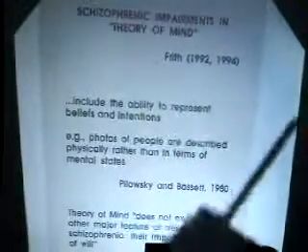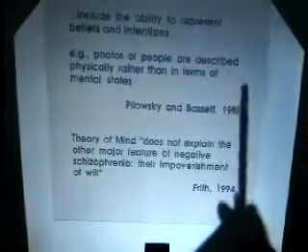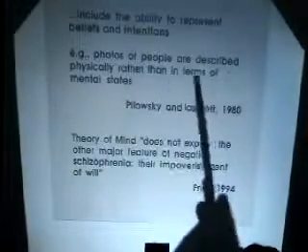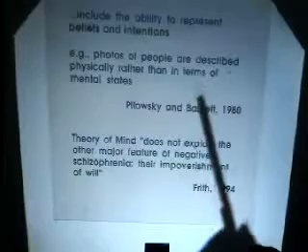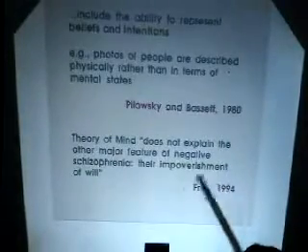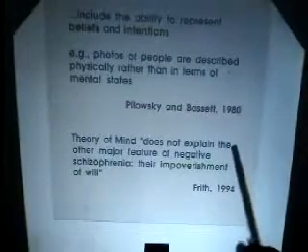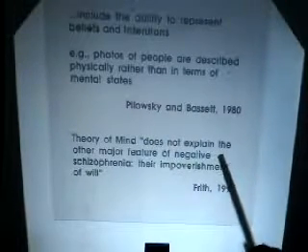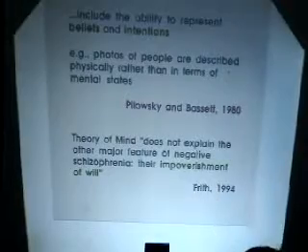There's another line of thinking about schizophrenia, greatly amplified by Chris Frith in England, talking about schizophrenic impairments in theory of mind. And that includes the ability to represent beliefs and intentions. So a paradigmatic example is that photos of people are described physically rather than in terms of mental states and feelings. But Christopher himself admits that theory of mind, and I quote him, does not explain the other major feature of schizophrenia, their impoverishment of will.